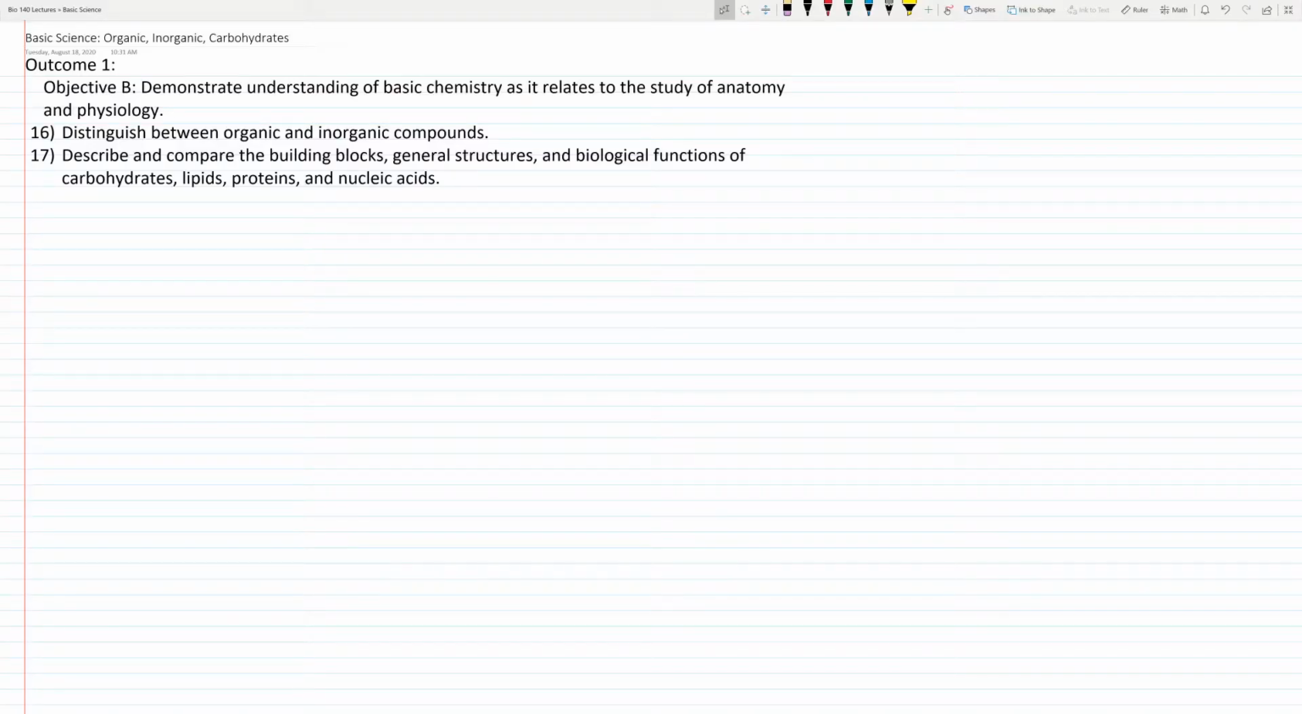Okay, what we're going to do here in this lecture is distinguish between organic and inorganic compounds, and then we're going to start a series on looking at organic groupings, focusing on carbohydrates predominantly for this one. In the next lecture I'll do lipids, then proteins, and then the one after that I will do nucleic acids. So to start, we're going to look at organic versus an inorganic molecule. We're going to start with the inorganic first.